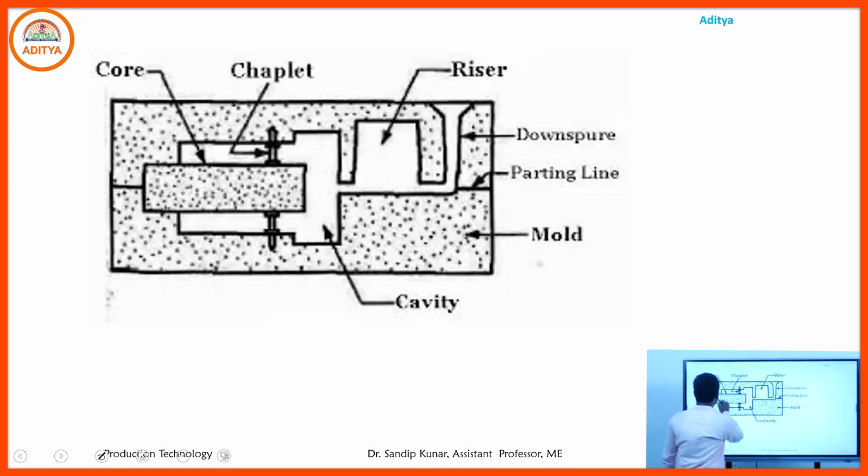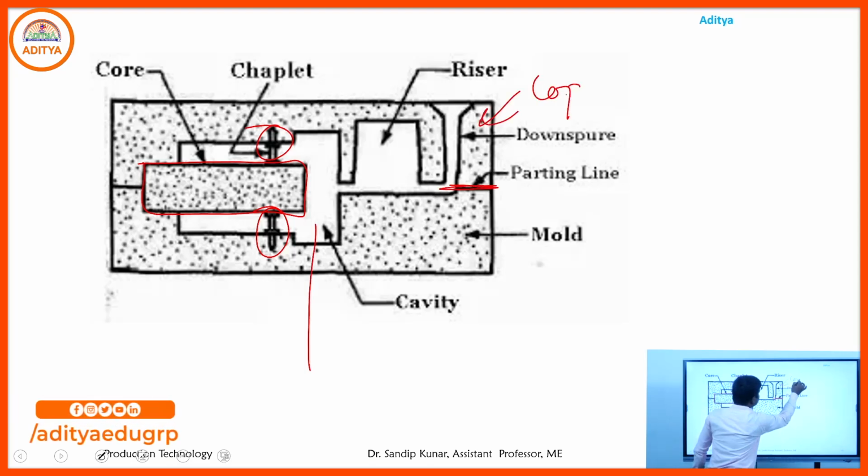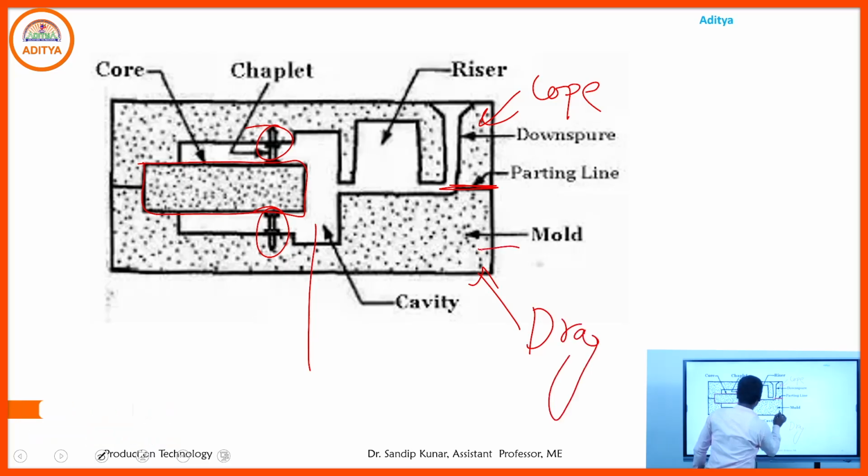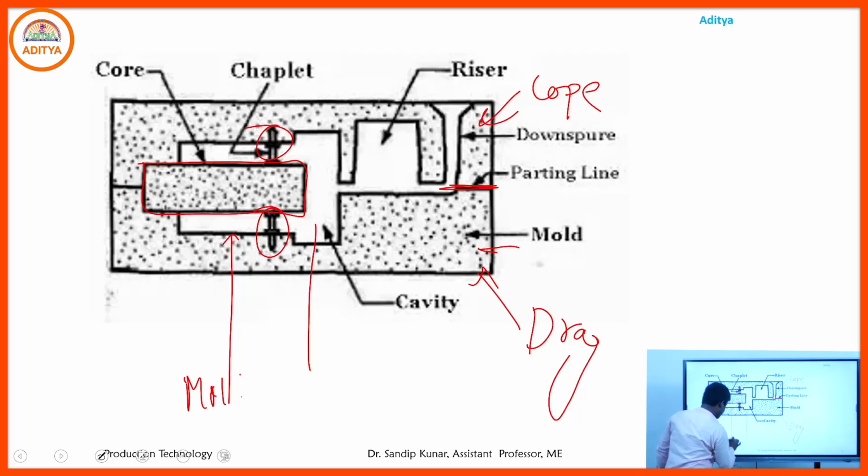That is the chaplet. If it acts as a support for the core, those are the chaplets, which help to support the core material. That is the main use of chaplets. That is the cavity and that is the parting line. The upper part is called the cope, the lower part is called the drag, and that is the mold and that is the mold cavity.